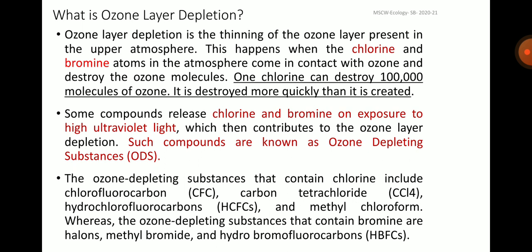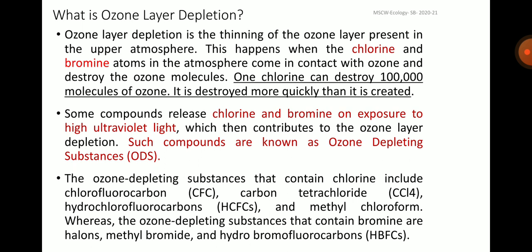So, once again in this particular PPT slide, you can know more about the ozone layer depletion. Ozone layer depletion is nothing but the thinning of the ozone layer present in the upper atmosphere. It happens when the chlorine and bromine atoms in the atmosphere come in contact with ozone and destroy the ozone molecule. One chlorine atom can destroy 1 lakh molecules of ozone, and it is destroyed more quickly than it is created.